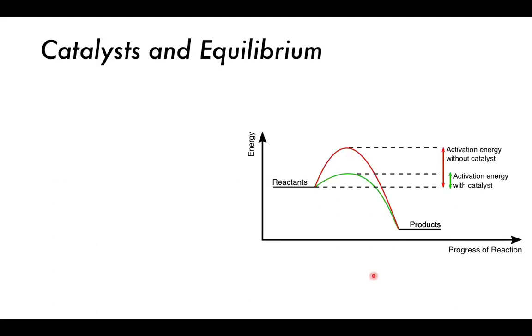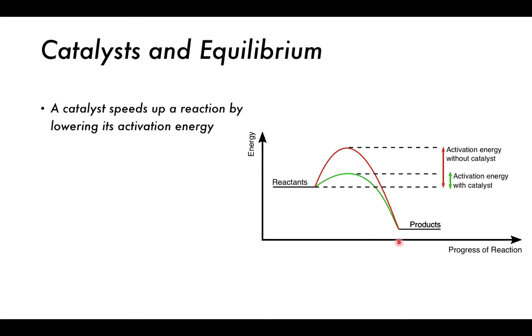So how do catalysts affect the equilibrium? Well, actually, they don't do very much. They don't change the position of the equilibrium. They just help it reach the equilibrium faster. So a catalyst is something which provides an alternative reaction pathway to get from reactants to products. So it typically speeds up reactions.